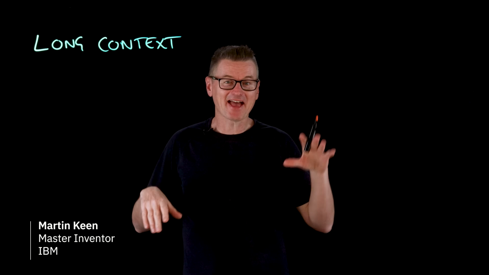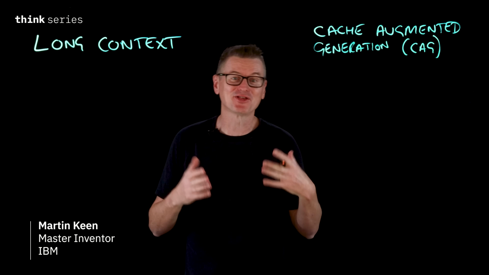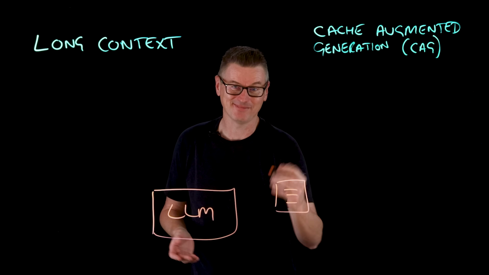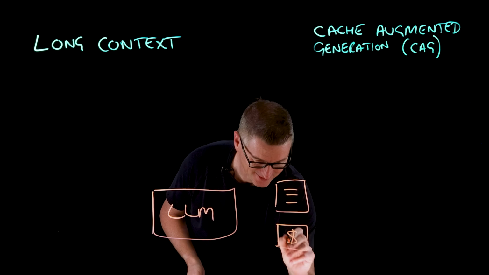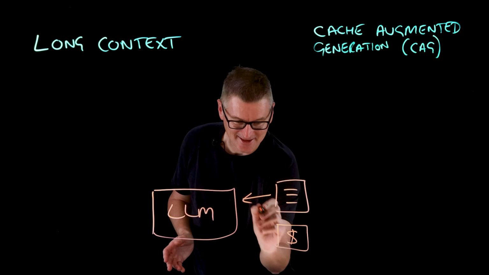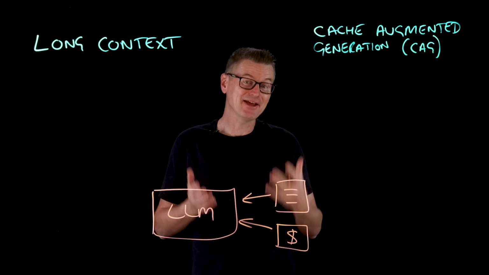Long context and cache augmented generation are two ways to give a large language model access to external knowledge, and they actually build on each other in a way that's worth understanding. An LLM, a large language model, only knows what was in its training data. So if it needs to reason over data in a private document, or take a look at last quarter's financials, it needs a way to access that information at inference time.